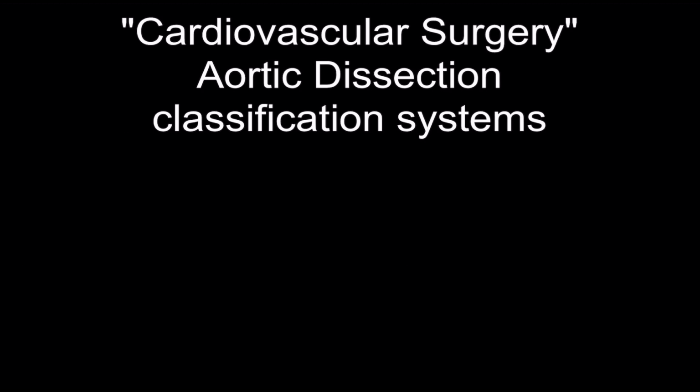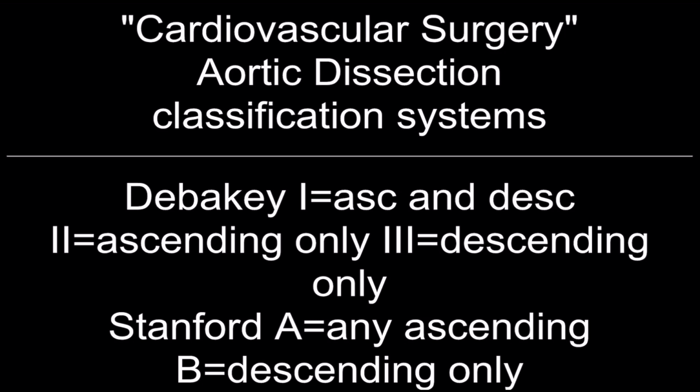Aortic dissection classification systems. DeBakey 1 is ascending and descending. 2 is ascending only. 3 is descending only. Stanford type A is any ascending, and Stanford type B is descending only.